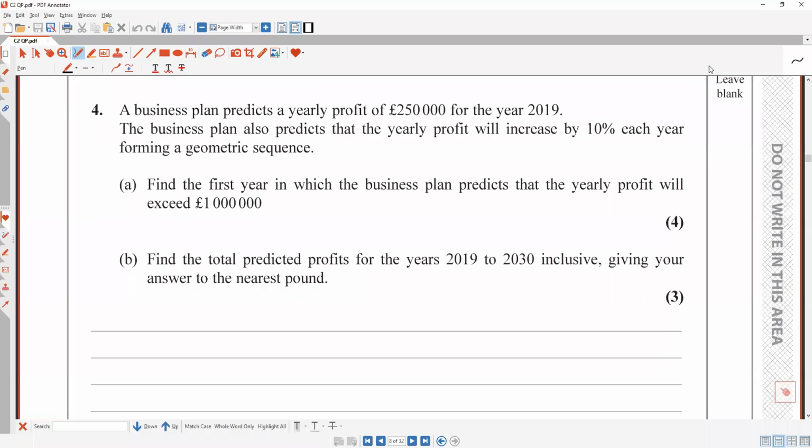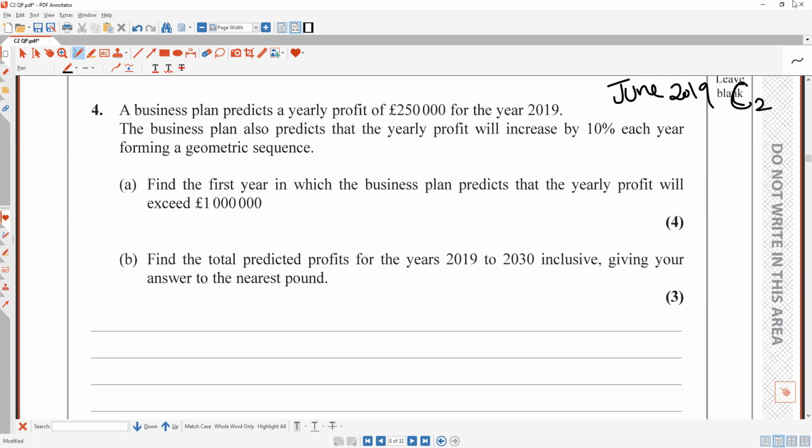So, this is June 2019 C2. Remember, if you want geometric sequence, you need to take C2 papers. You want arithmetic sequence, you need to take C1 paper, because these were old papers. So it was different in old times. Now, question number 4. Start doing this on your own. Then I will help you.